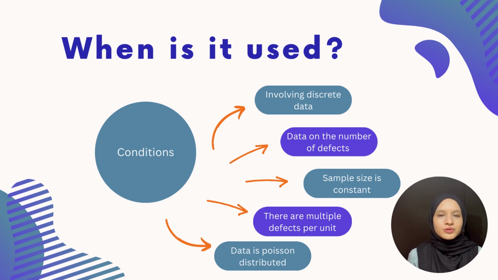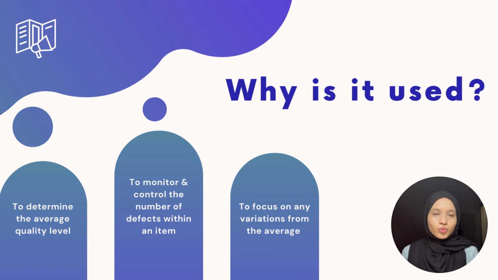Firstly, the measurement is involving discrete instead of continuous data. Then, the data is on the number of defects instead of defectives. The sample size is constant across the processes. There are multiple defects per unit, and the data is Poisson instead of normally distributed. Next is why is it used?